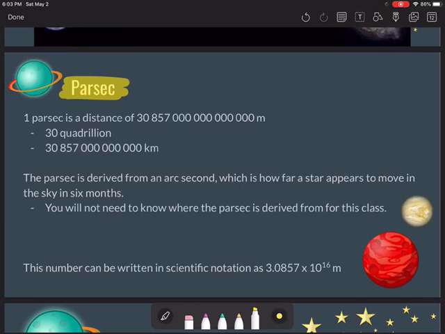You won't need to know the specifics of where that came from, but that unit is commonly used when talking about distances in space. Again, that distance can be written in scientific notation when we're talking about that value in terms of meters, and that can be written as 3.0857 times 10 to the power of 16 meters.